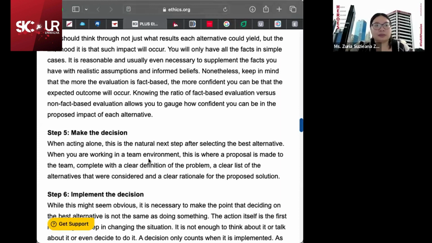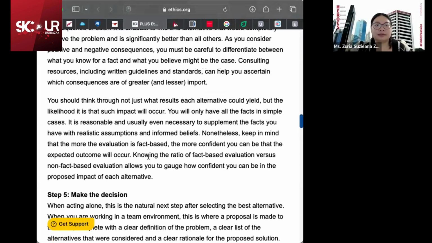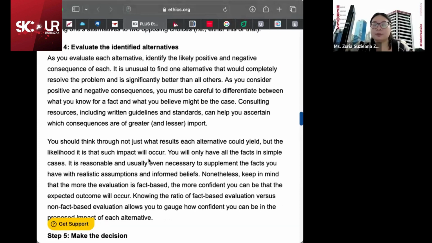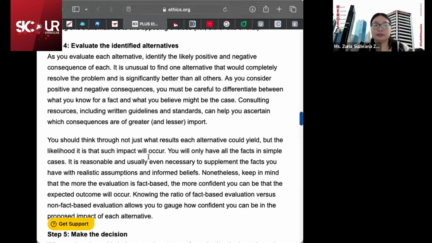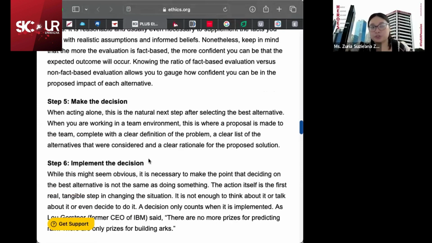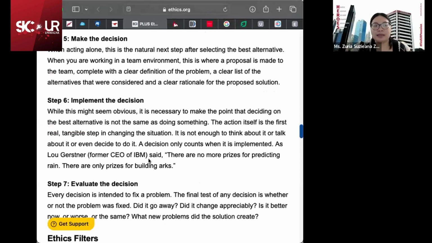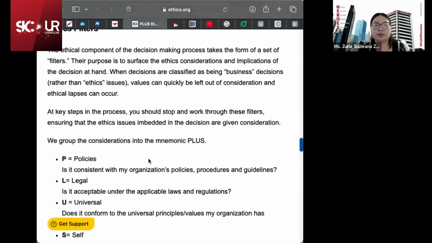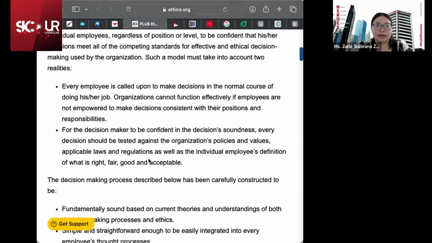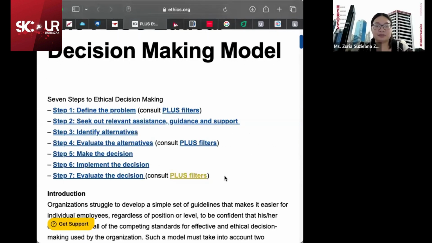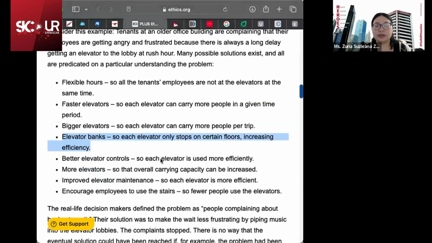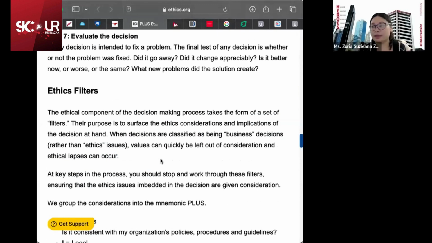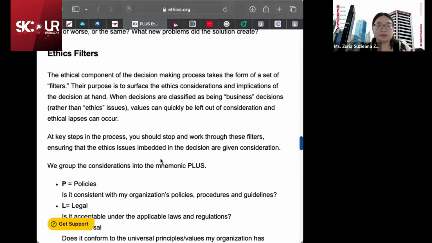on the other hand, it doesn't work. Okay, so once you have evaluated all the alternatives, then you have to make a decision and choose. You have to implement, and lastly evaluate the decision. So throughout this, if you see here, right, it is ethics plus filter, plus filter, plus filter. So when you want to define the problem, when you want to evaluate the alternatives and evaluate the decision, ask yourself, I'm talking about ethical, right? So ask yourself about this.